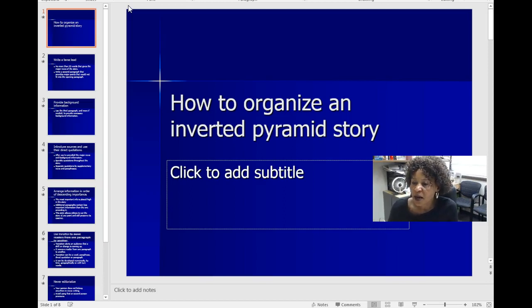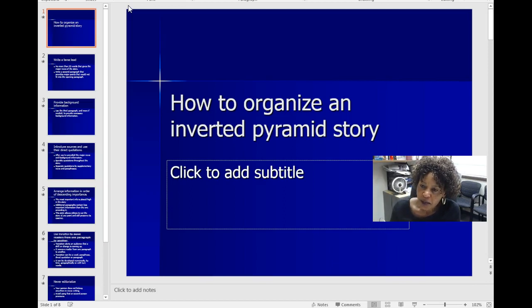Today we're going to talk about how to organize an inverted pyramid story. As we talked about in other classes, an inverted pyramid story is the type of story that you should expect to write for a newspaper, for most magazines, and even for television or radio.